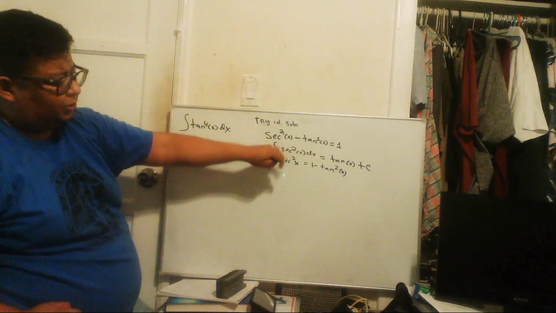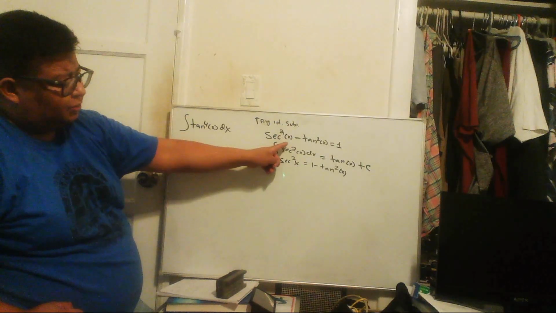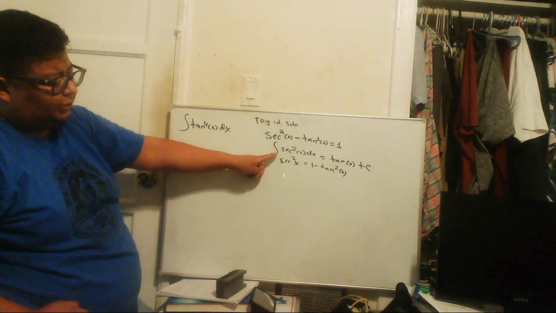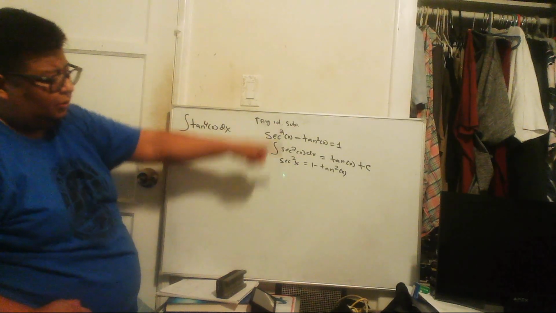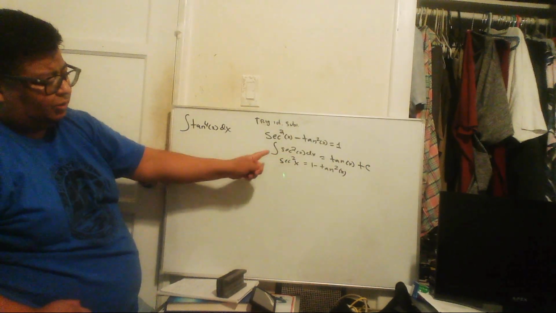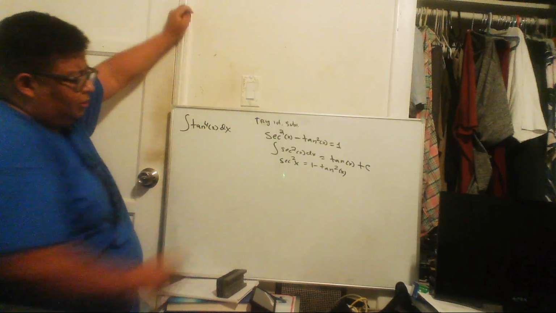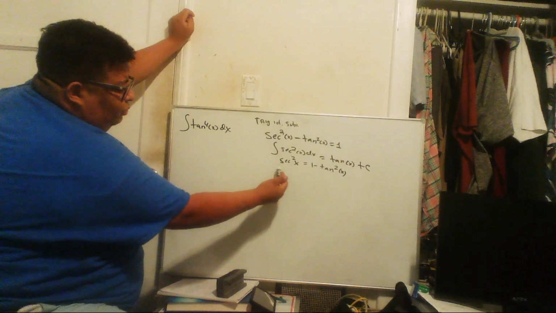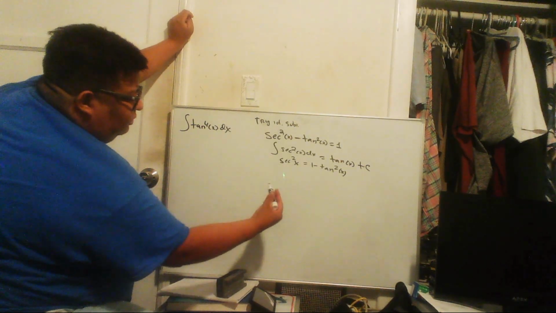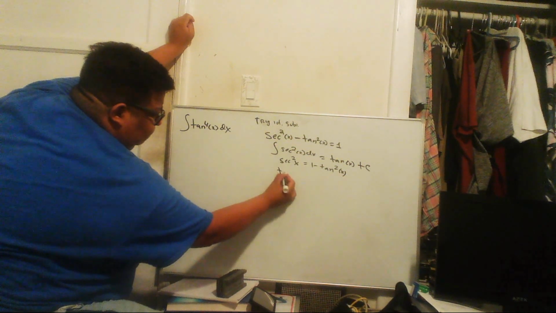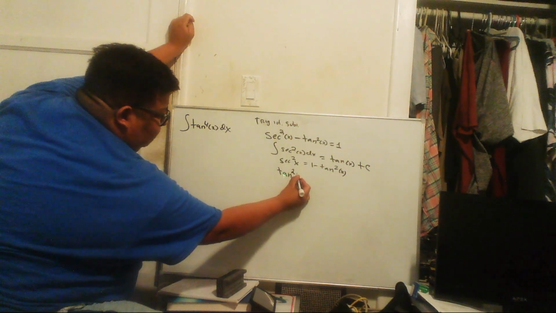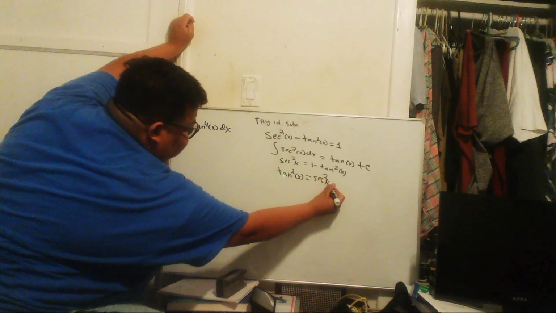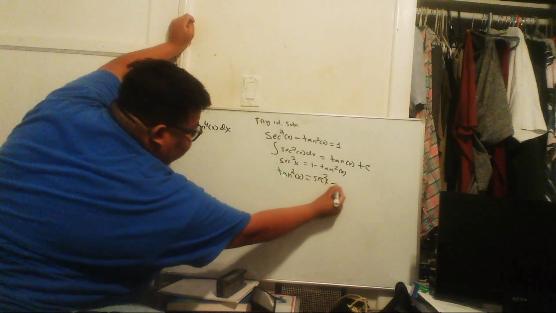We're gonna use the identity secant square x minus tangent square x equals 1. We're also gonna use the fact that the antiderivative of secant square is just tangent x, and vice versa, the derivative of tangent x is going to be equal to secant square x. If we solve for tangent square x, it is going to be equal to secant square x minus 1.